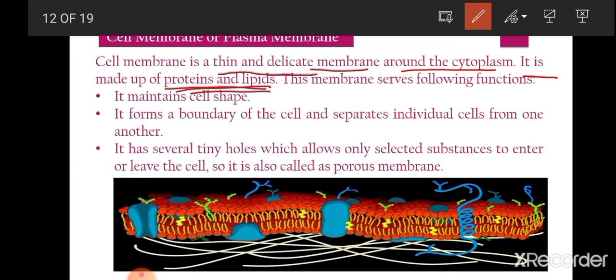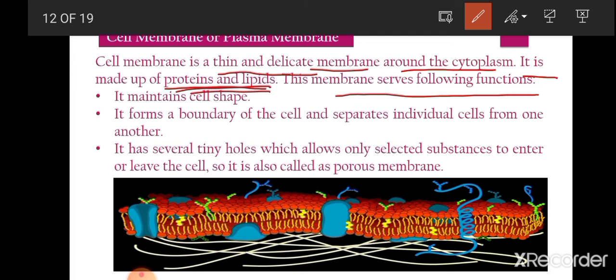And about their structure, they have different types of structures that you will study in higher classes. Different scientists have given different models to explain the structure of the cell membrane and plasma membrane. So that thing you will study in higher classes. Now you have to study what are the functions of this cell membrane. So some functions are there. These functions are very important.